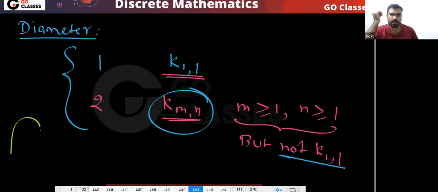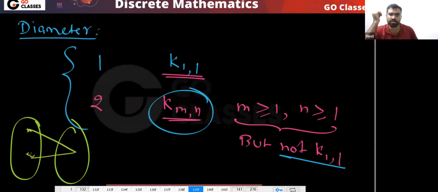Why is the diameter 2? Very simple, because between any two of these vertices, you can definitely get a path of length 2. Okay, so that is the idea.